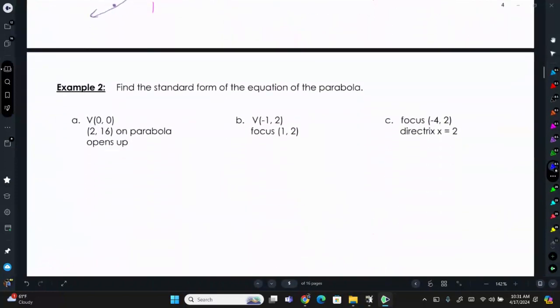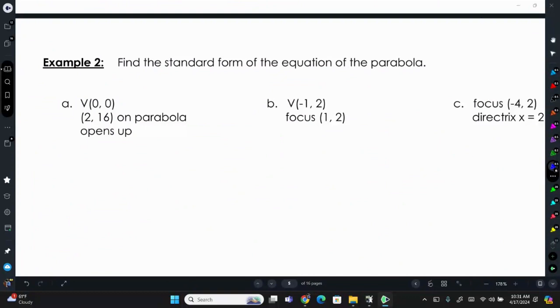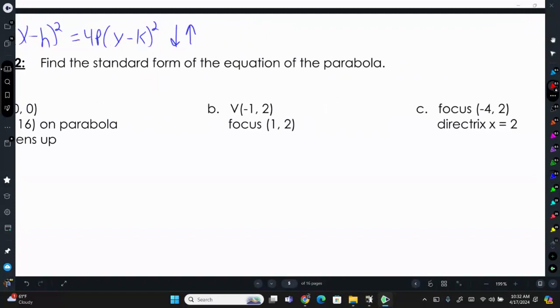All right. Example 2, we're going to write the standard form of the equation of the parabola given this information. So again, I'm going to write this stuff up here so we're not flipping back and forth. Now for these problems, it's going to be important to draw pictures so that you understand, all right, what is this quadratic or parabola going to look like? And that will tell you which form you're using, the horizontal one, left and right, or the vertical one, up or down.